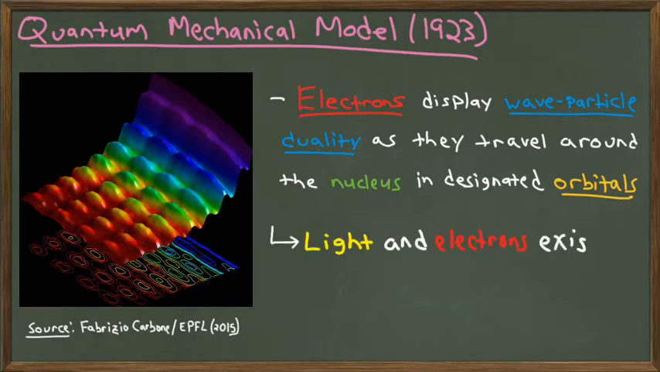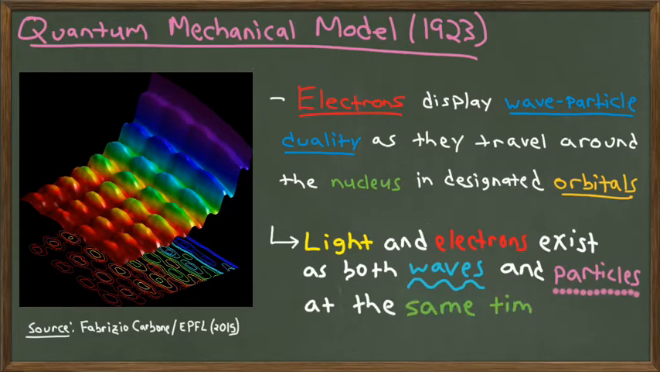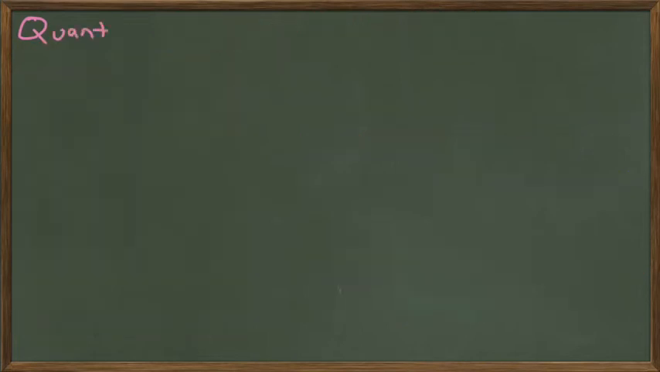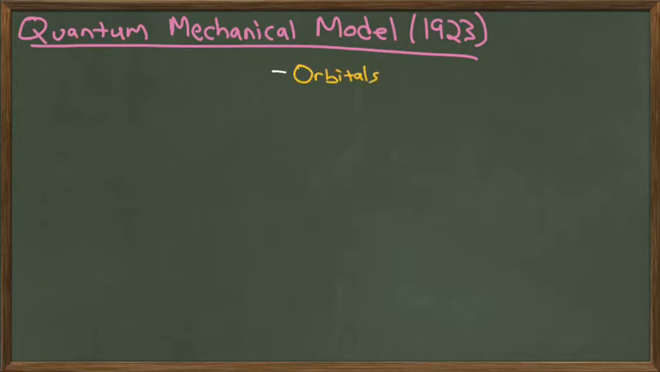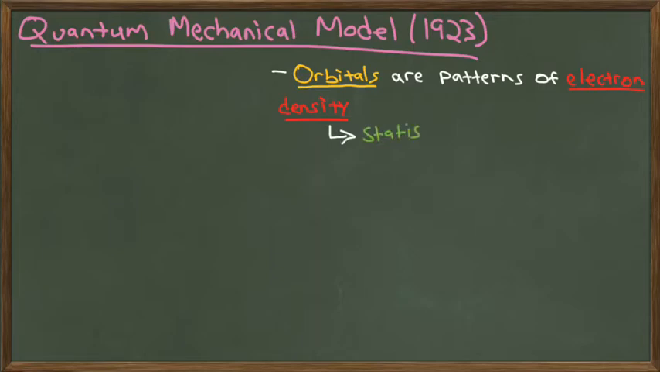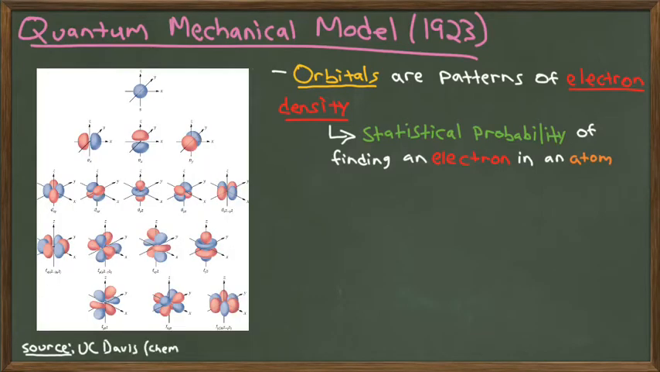Now, as it turns out, both light and electrons exist as waves and particles at the same time. So this is proven, confirmed, very cool, and it's the foundation to the quantum mechanical model. All right, so inside this model, we see something called orbitals, like I mentioned earlier. Orbitals are patterns of electron density. What it's really showing you is the statistical probability of finding an electron in an atom.